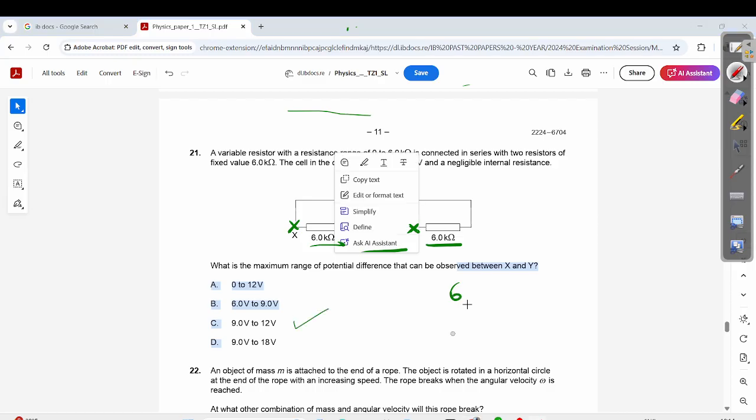9 volt to 12 volt. Understood? It will be 9 volt to 12 volt. I will give an explanation for that.